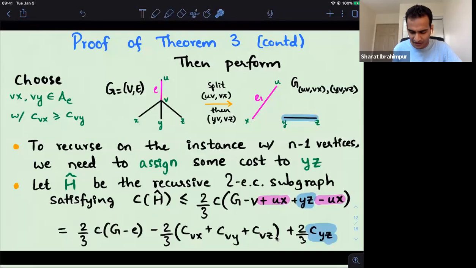Now let H hat be the recursive 2-edge connected subgraph, which satisfies the following bound. The cost of H hat is at most 2/3 times the cost of this graph minus the designated edge, which is essentially G minus V. You have the edge UX and the dummy edge YZ, but you're allowed to ignore the designated edge. So the expression simplifies to 2/3 the cost of G minus E, and there is this additional term. This is the cost arising from the dummy edge.